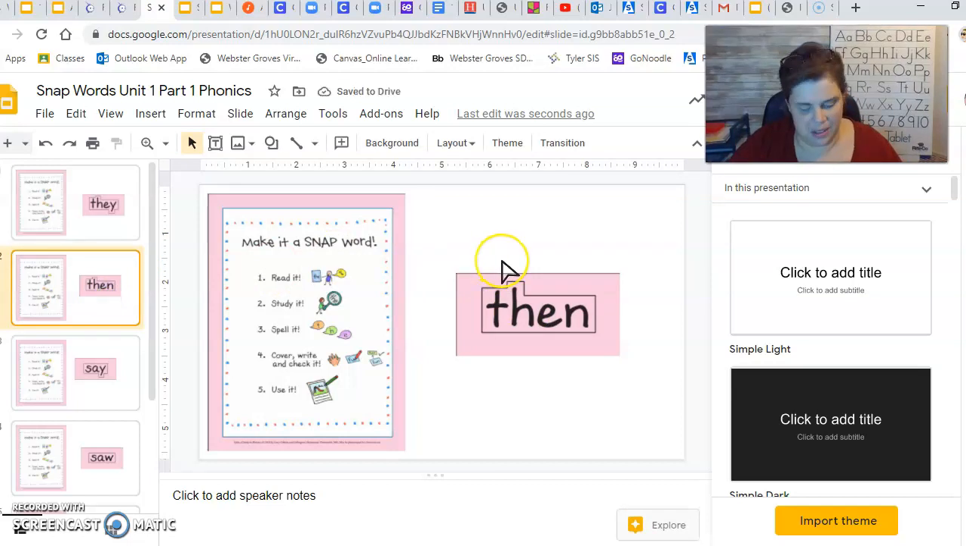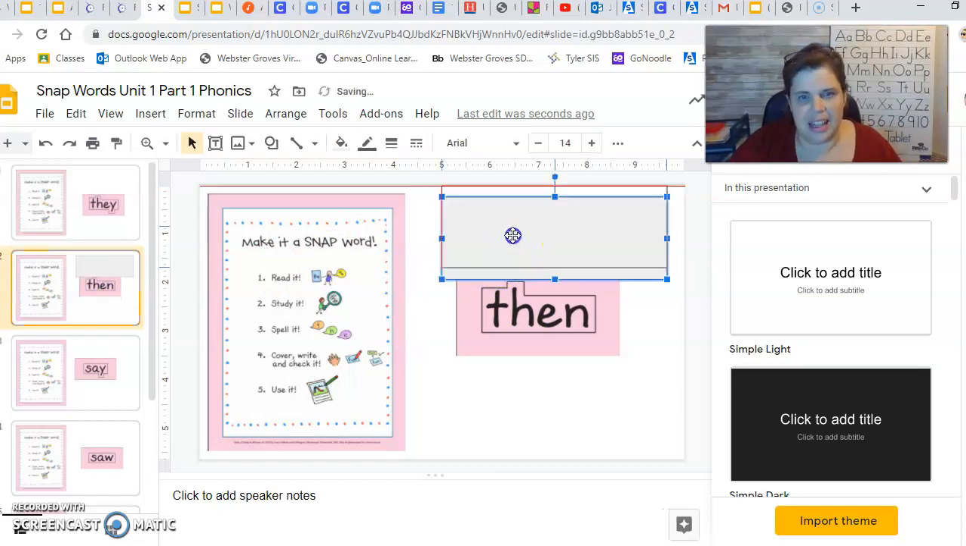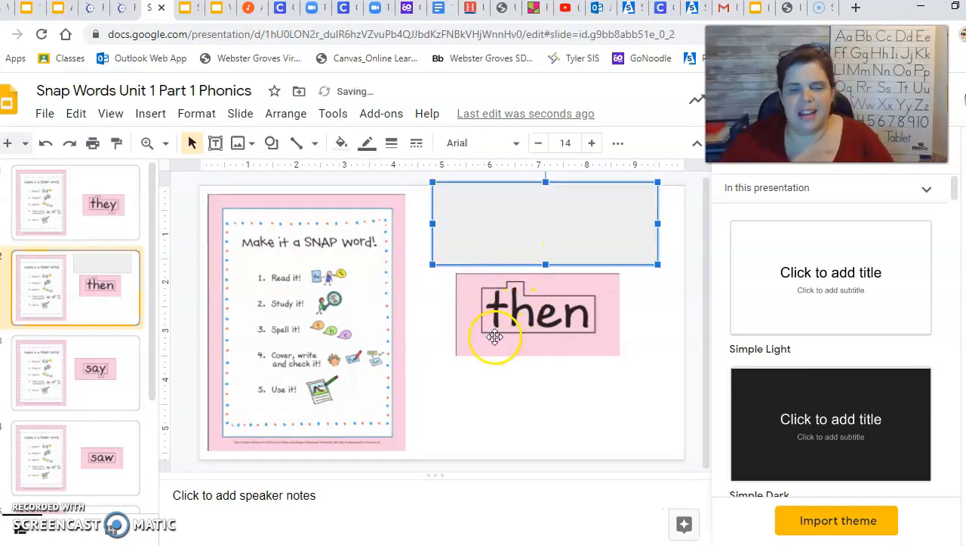Now let's go to this one. This is the word then. Say it with me. Then. Good, so we did the first step. We read it. Now we need to study it. You can pause, or I'll give you a little bit of think time to really study the word then. Okay, you ready to tell me what you see?